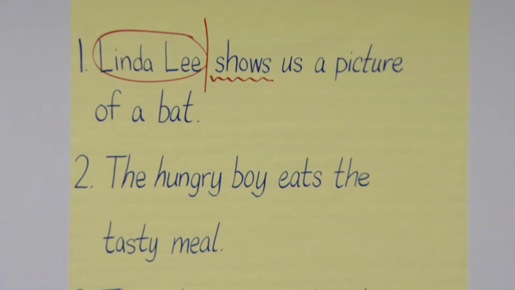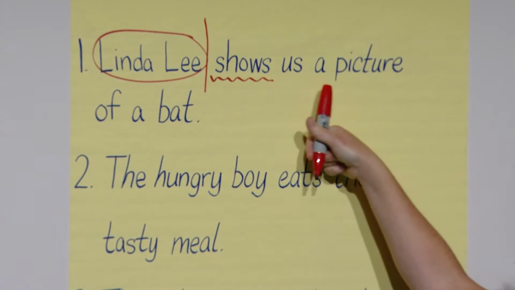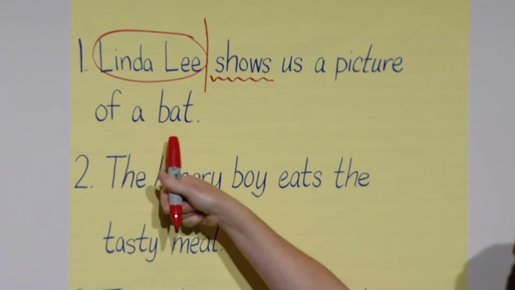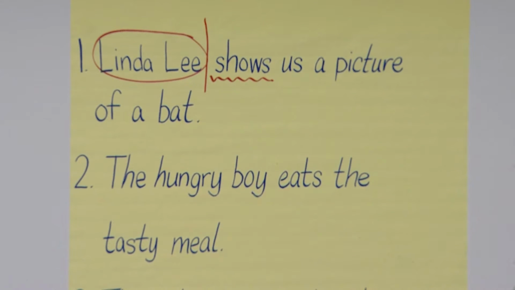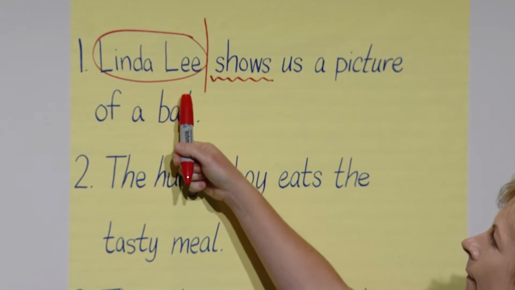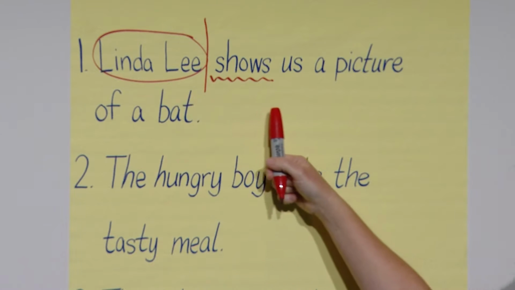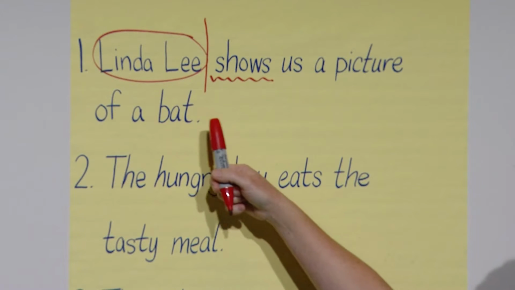This line divides the subject and the predicate. The line comes right before the verb. Now, let's read that predicate together. Shows us a picture of a bat. So, the subject is Linda Lee, and the predicate is shows us a picture of a bat.